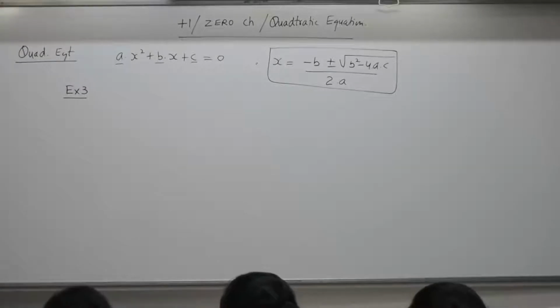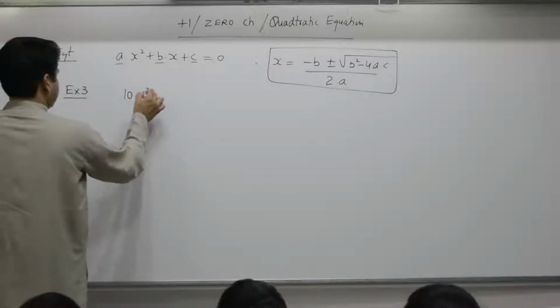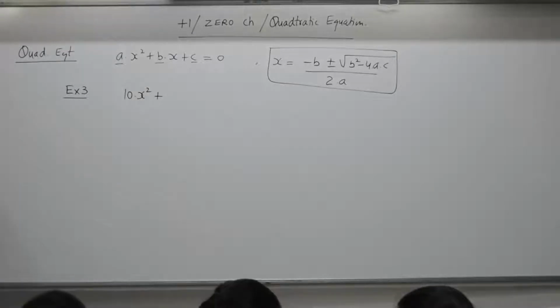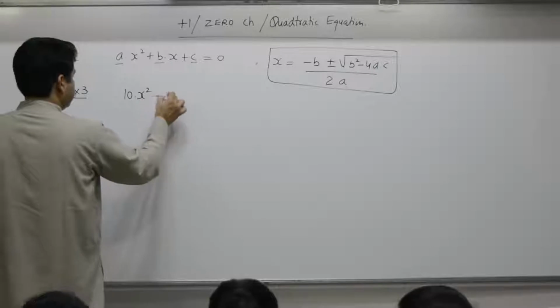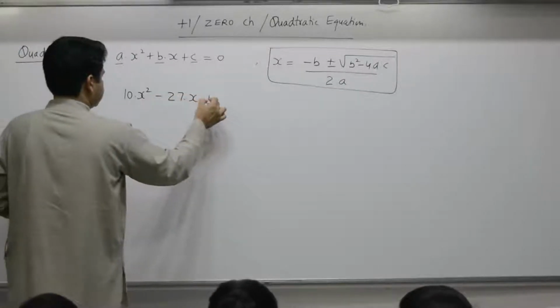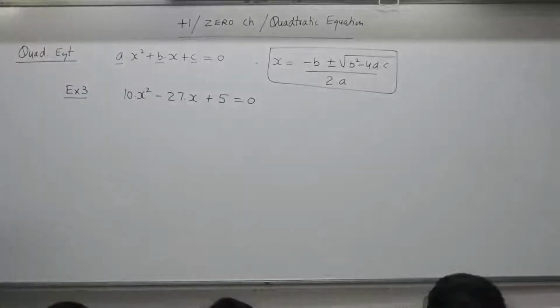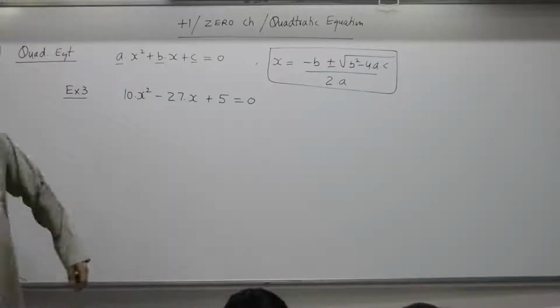Example 3. बुक बंद चाहिए भाई. 10x square minus, so that we can get same answer as per the book, 27x plus 5 is equal to 0. Find x.